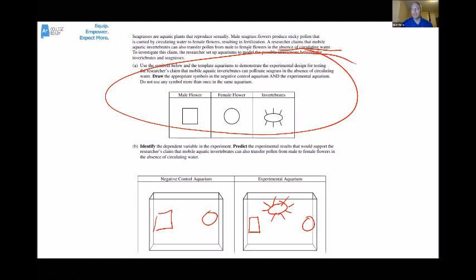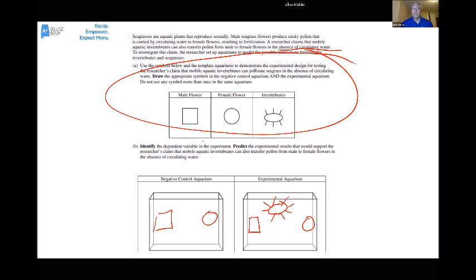Now on part B, notice it says identify the independent variable in the experiment. So in just one sentence, you're going to say the independent variable in this experiment is, and you guys would say again, what's the independent variable? The invertebrates. I would say the presence of the invertebrates. You probably would get the point just for saying the invertebrates. I would say the independent variable is the presence of invertebrates. Period. You got points for that.